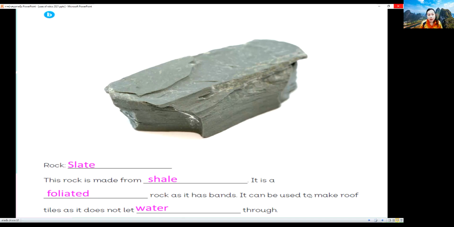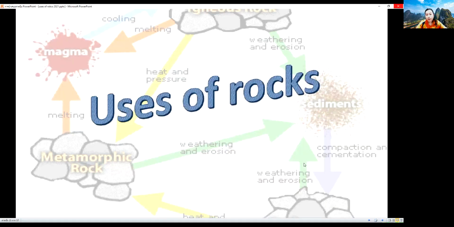Okay, so let's now move on to the uses of rocks. Aside from those uses for jewelries and aside from what we've learned, what are the other uses of rocks? Where can we use them? Okay, what is the importance of rocks in our daily life?